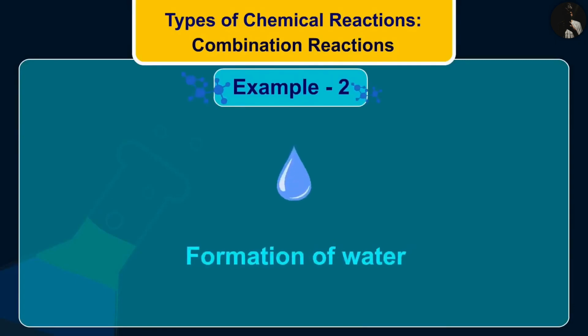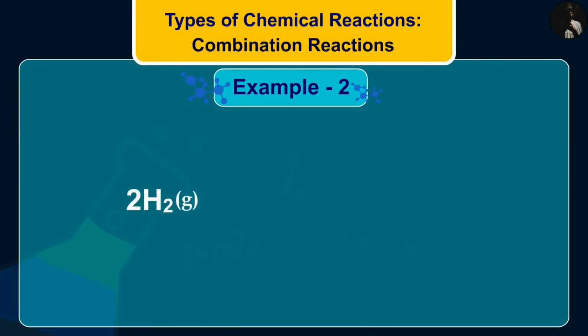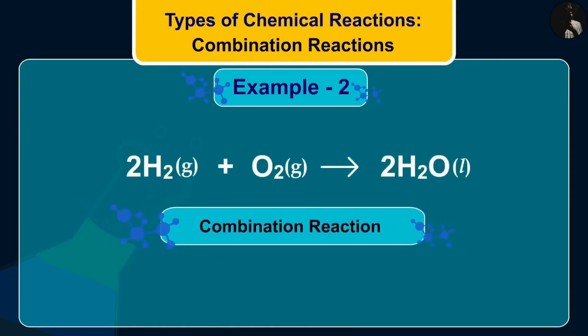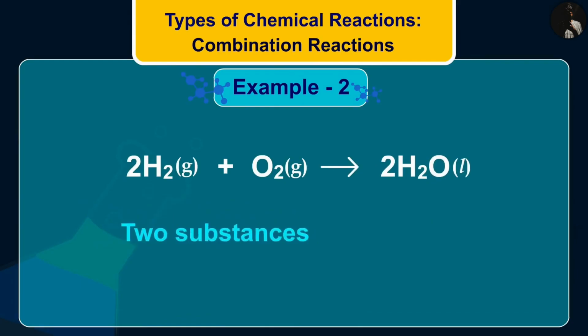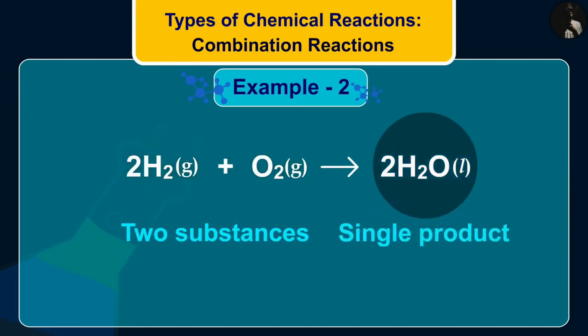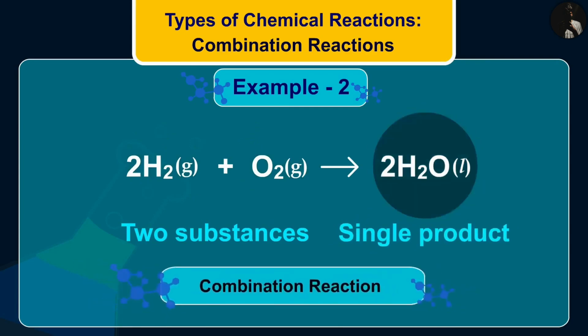That is the formation of water. In this reaction, hydrogen and oxygen combine to form water. Why is this reaction a combination reaction? Because here two substances, that is H2, hydrogen, and O2, oxygen, together form a single product, H2O, water. Hence, this reaction is an example of a combination reaction.